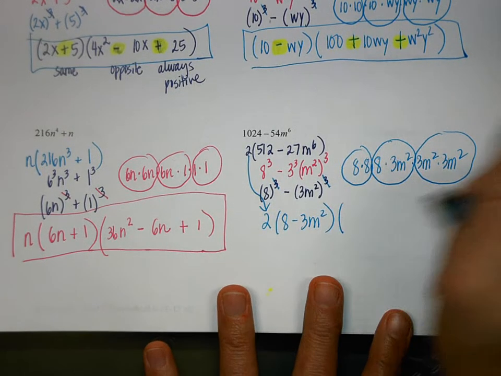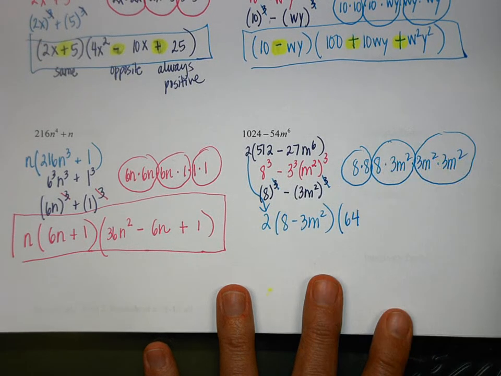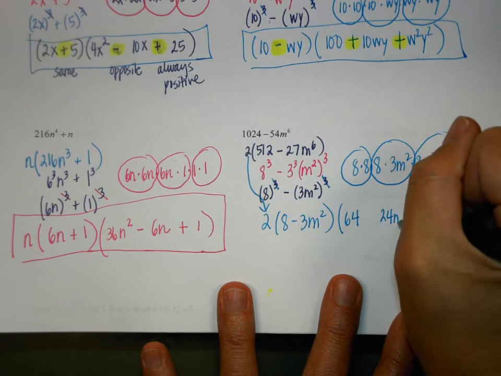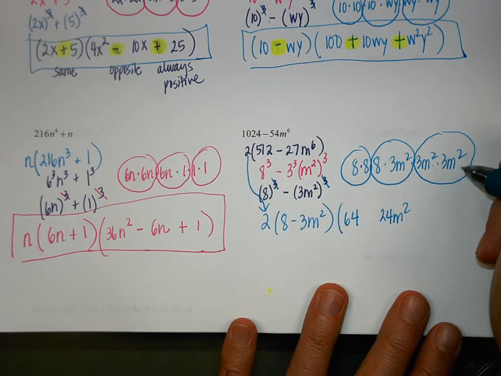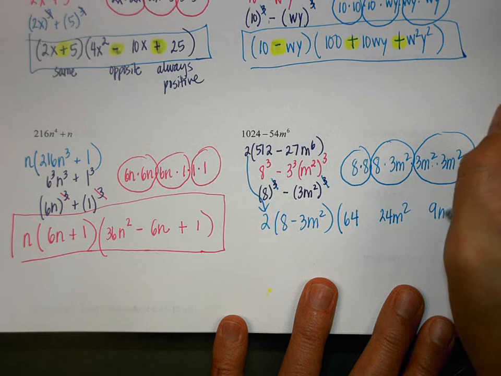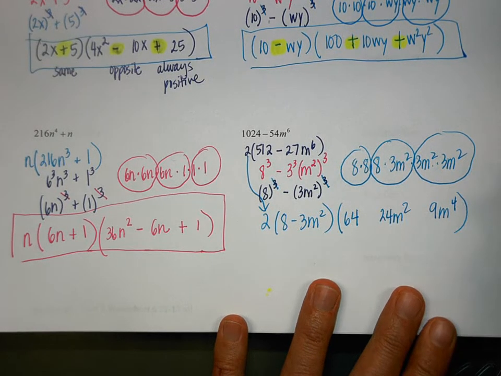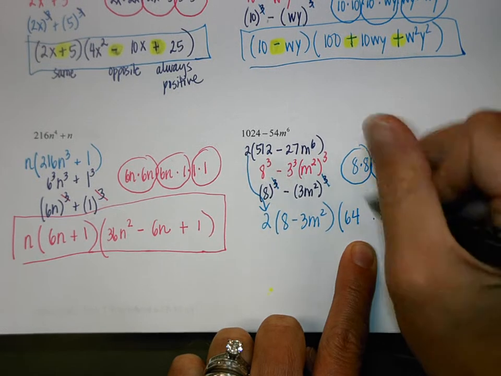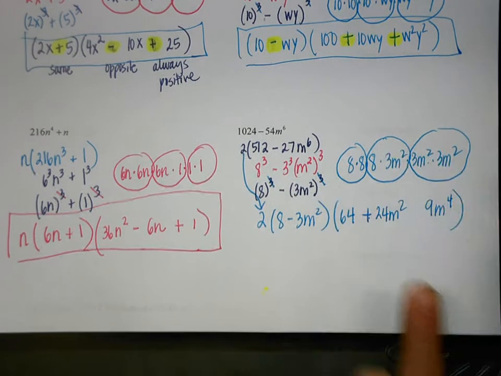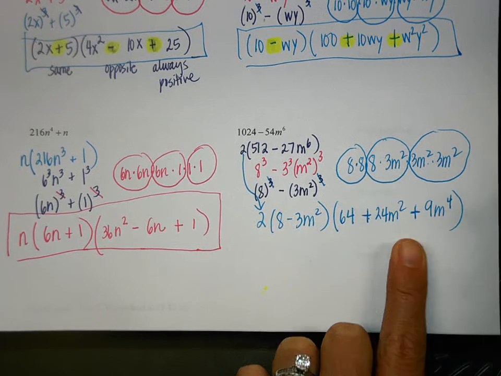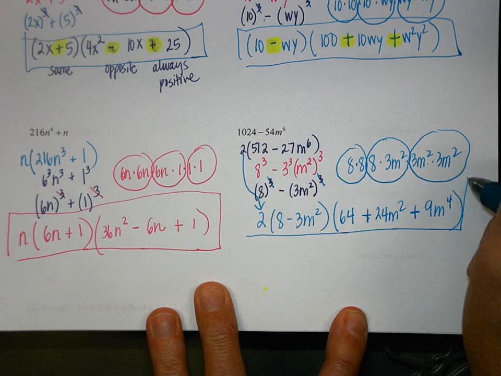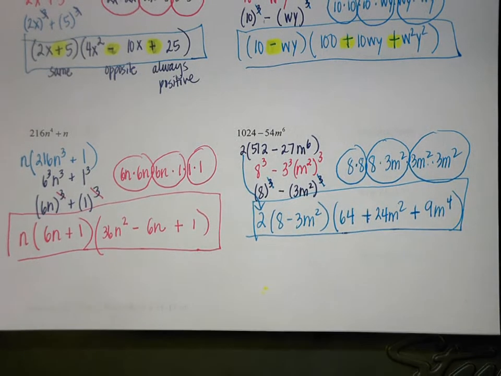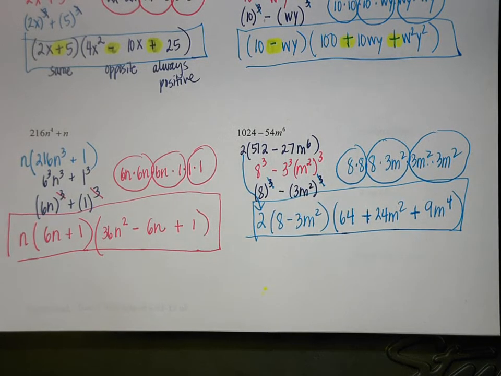8 times 8 is 64. 8 times 3m squared is 24m squared. And 3m squared times 3m squared makes 9m to the 4th. Putting in our signs, we know this one is the same as our original problem. This one will be opposite, which makes it a plus. And this last one is always positive, which makes it a plus. And this is the factored form of my answer. Okay, we're going to go ahead and move on now to the next page.